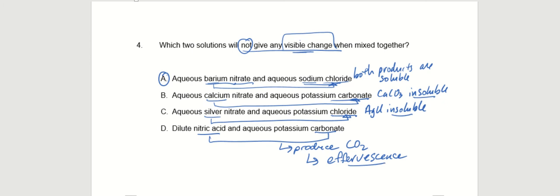Therefore, the only reaction that doesn't produce any visible change is A, because the two starting materials are both soluble and the two products that are formed are also soluble. So there will be no visible change.